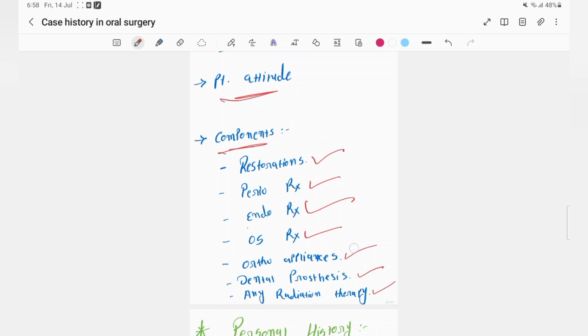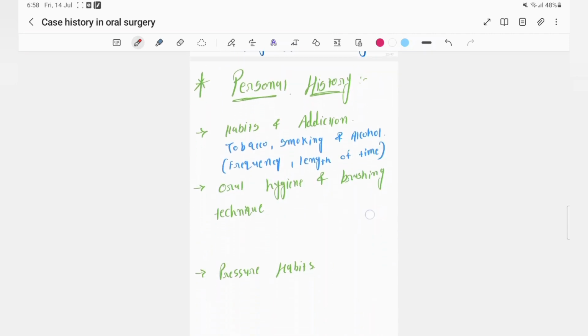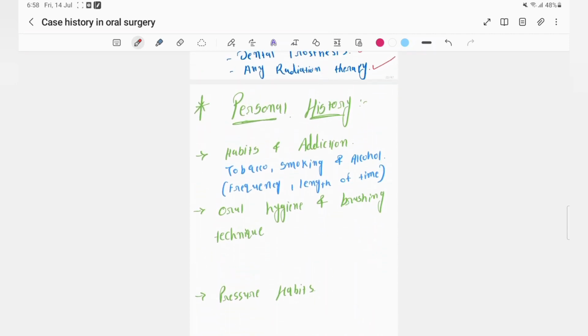Okay, now next is recording a personal history. In this, you have to ask about any habits and addictions of the patient. Most commonly, patients have the habit of tobacco chewing or smoking or alcohol. If any one of these habits is there, you have to ask the frequency per day. For example, if the patient has the habit of tobacco chewing, then you have to ask how many packets you are taking in a day: 1, 2, 3, whatever the patient tells. Then length of time, meaning how many years you have been taking tobacco.